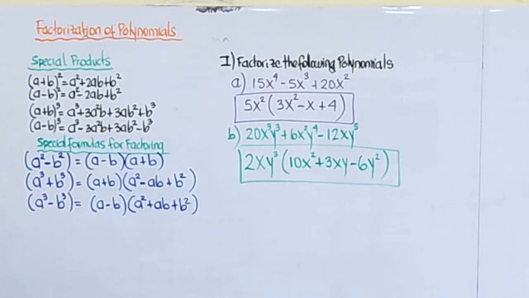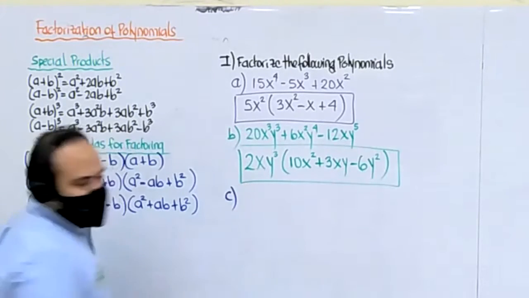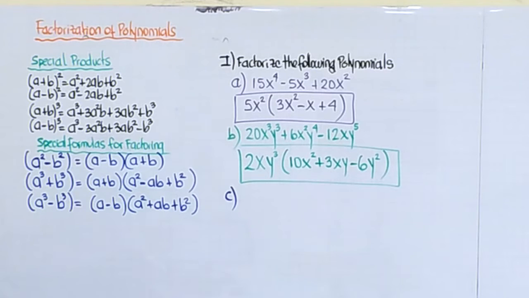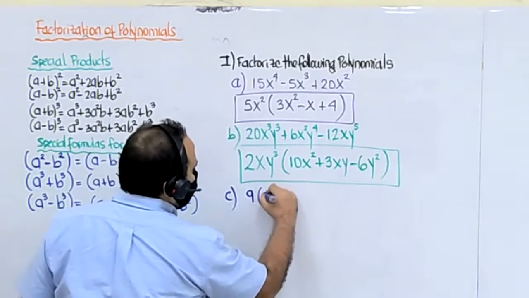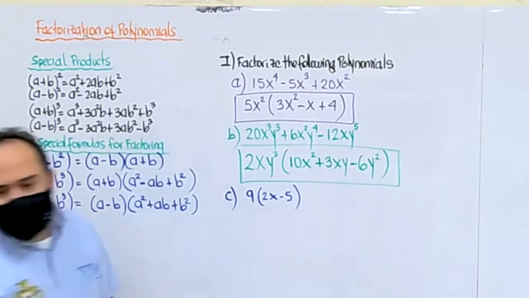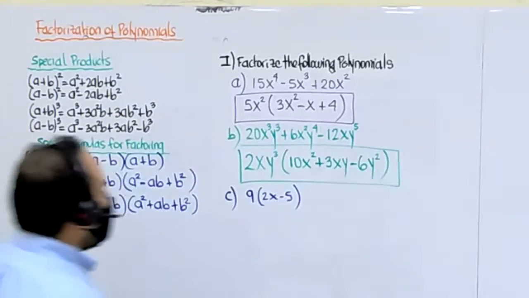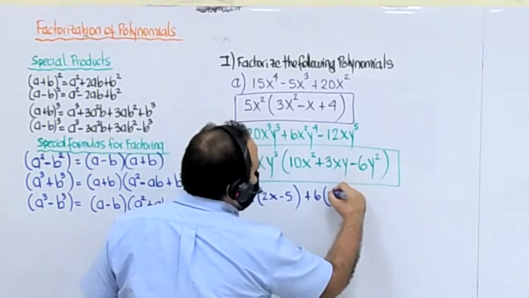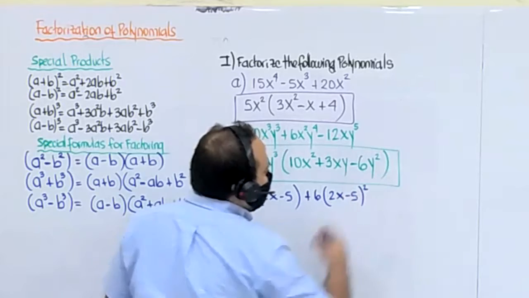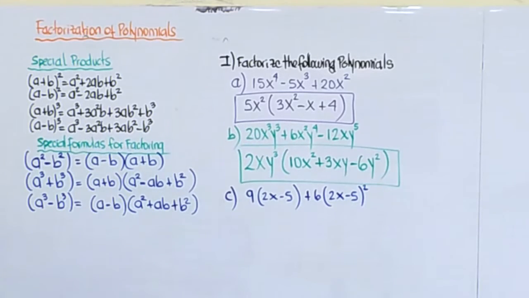All right? This is how we're supposed to apply those rules, with those numbers. Okay? And sometimes we have to regroup a strategy, how we can solve this common factor. Just like, for example, in this letter C, if I have 9 times parentheses 2x minus 5, plus 6 times parentheses 2x minus 5 to the second power. Remember, I'm not saying we have to solve it by multiplying. No, no, we have to factorize.